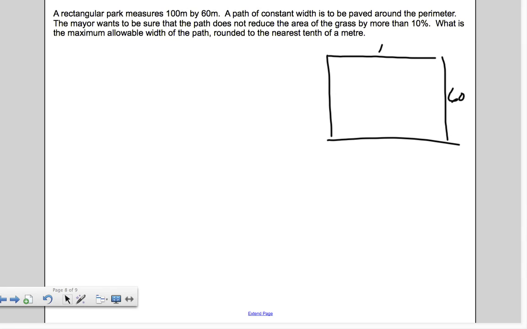60, 100. We want a path of constant width to be paved around the perimeter. So basically inside this park, but around the perimeter. But we don't want to reduce the grass by more than 10%. So what is the maximum allowable width of the path? First write down the question, then do the diagram.